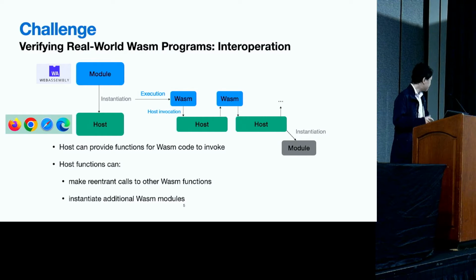And the reason that this is the case is because WASM execution is less idealized than a straight line of module instantiations and executions. In the most general setting, arbitrary interoperation between WASM and host is possible via invoking functions from one language to another. And in particular, the host can provide functions for WASM code to invoke, and these host functions can do a vast number of things, such as making re-entrant calls to other WASM functions, or instantiating additional WASM modules, or even basically do anything else within the capability of the host.